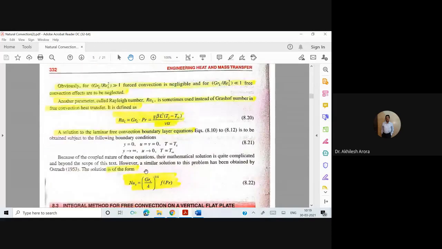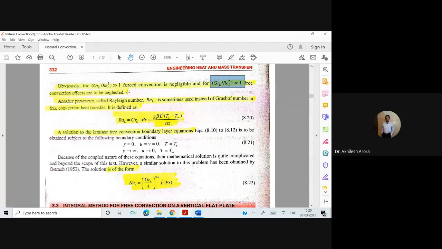Okay, and if its value is greater than 1, it means the Grashof number is quite large in comparison to the Reynolds number, then it's a situation where the forced convection will be negligible, and obviously it would be a case of free convection. So whenever Grashof number divided by Reynolds number square is very, very large in comparison to 1, it is the case of free convection. And when the value of Grashof number divided by Reynolds number square is very, very small, we can say the free convection currents are neglected, or in other terms it is the situation when there is forced convection taking place.